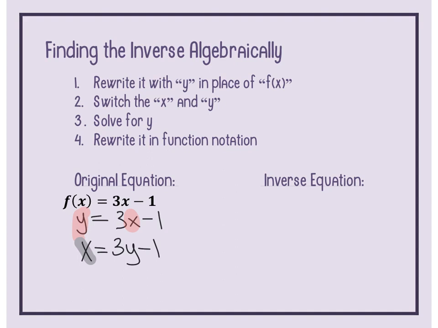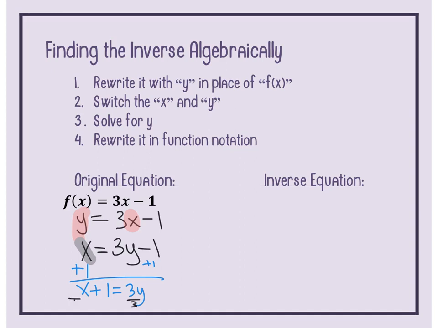And now to get the inverse equation, I have to solve for y. So I'm going to do the inverse operations. How do I solve for y? What's the first step I should do? I'm going to add 1 to both sides. Now I have x plus 1 equals 3y. Well, what's the next step? How do I move that 3 to the other side? I'm going to divide everything by 3.